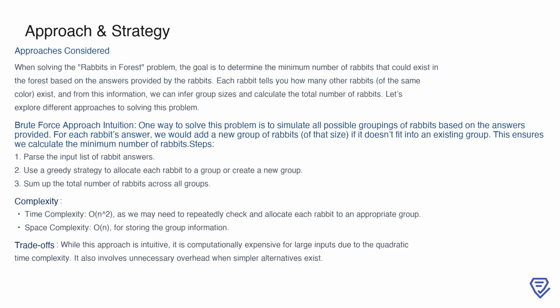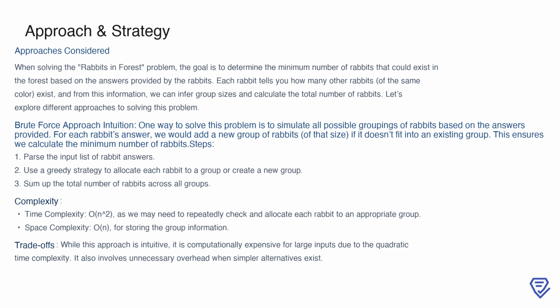When approaching the rabbits in forest problem, the central task is to determine the minimum number of rabbits that could exist based on the answers they provide. Each rabbit specifies how many others of the same color exist, and from this information, we infer group sizes and calculate the total number of rabbits.